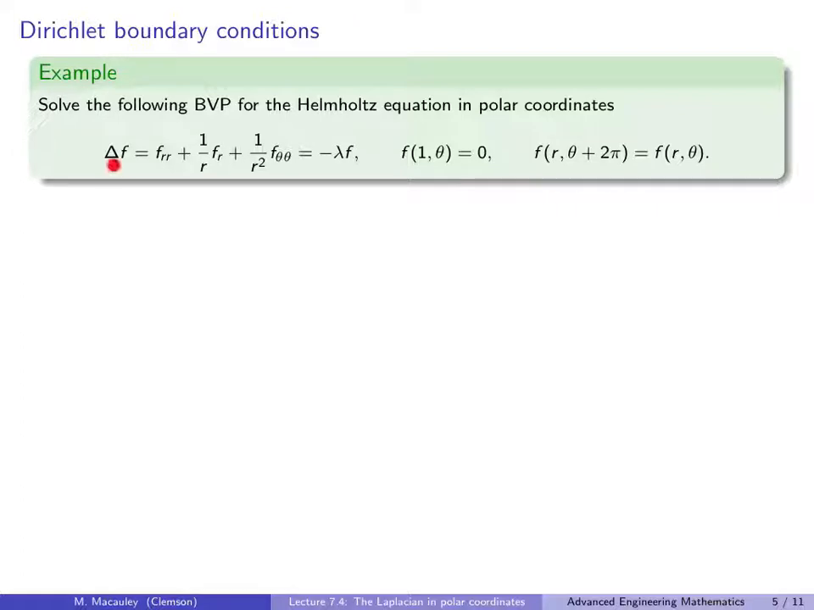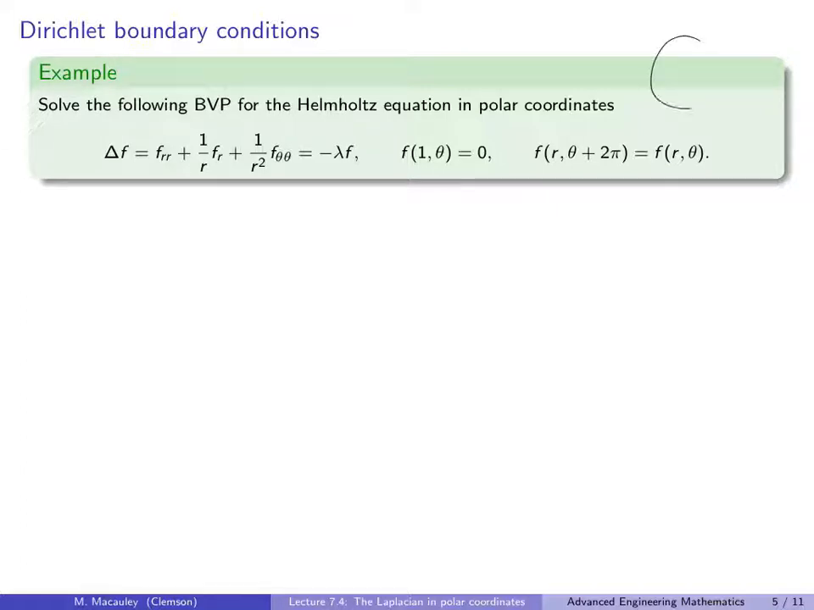So that's the Laplacian of f, which is this creature in polar coordinates, is equal to negative lambda f. So we want to find the eigenvalues lambda and the eigenfunctions f. And then we have two boundary conditions. The first one are Dirichlet boundary conditions in r, and the second one are periodic boundary conditions in theta.